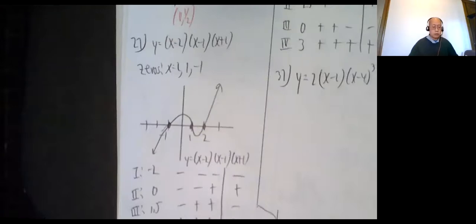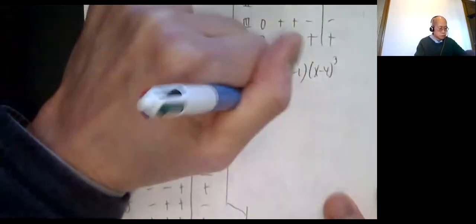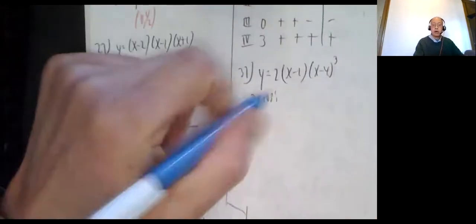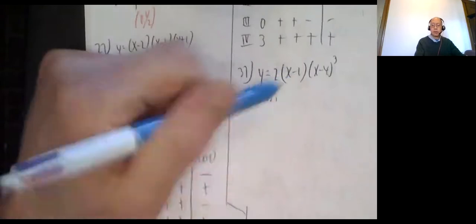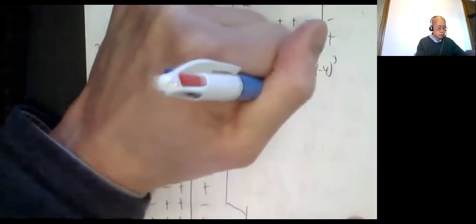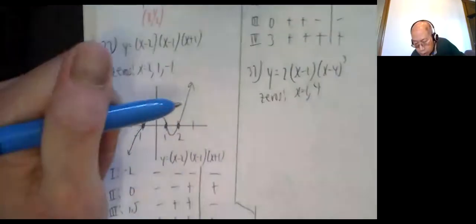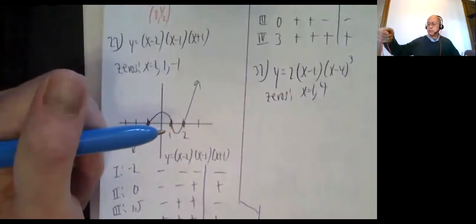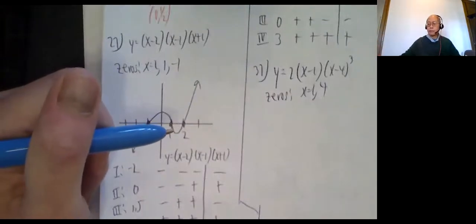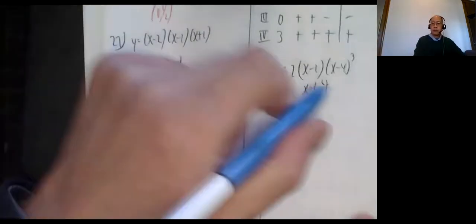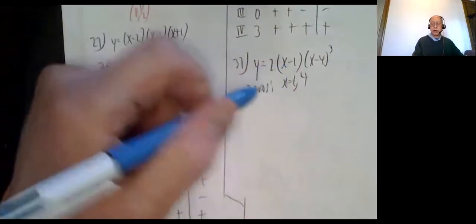Okay, so what are my zeros? What makes this expression 0? Okay, 1 and 4. That's it, right? All right, we'll see what's the effect of this cube or squared or whatever. So we'll see.